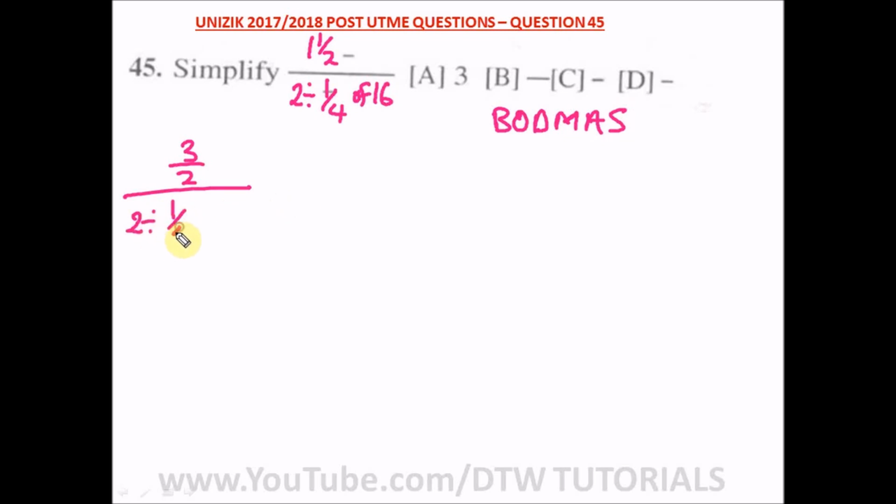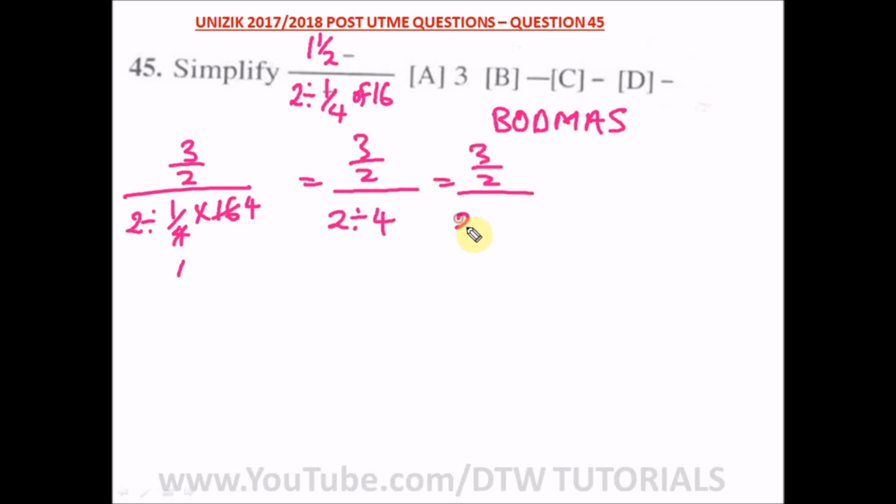by 1/4. Now of is what? Multiplication. Okay, times 16. So 4 here, 1. 4 in 16 is what? 4. So what are we left with? We're left with 3/2 divided by 2 divided by 4. So the next thing is division. So we have to simplify this. Okay, so we have 3/2 divided by 2.